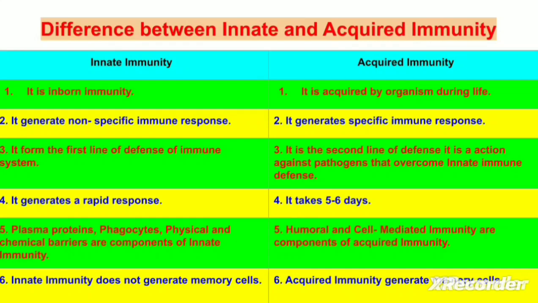Innate immunity has plasma protein, phagocytes, physical and chemical barriers, while acquired immunity has two components, humoral and cell-mediated immunity. Now, in case of innate immunity, this immunity does not generate memory cells, while acquired immunity generates memory cells.